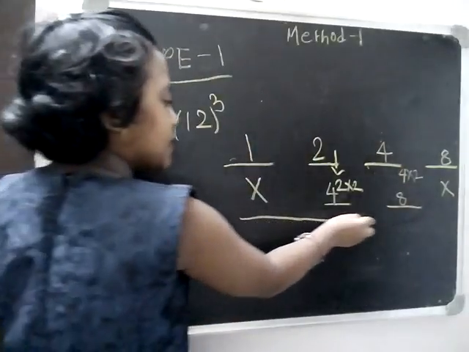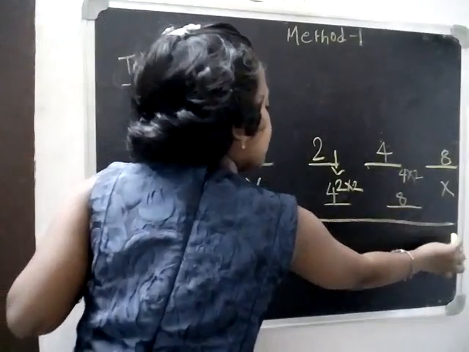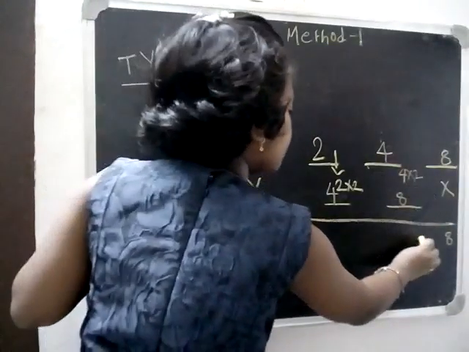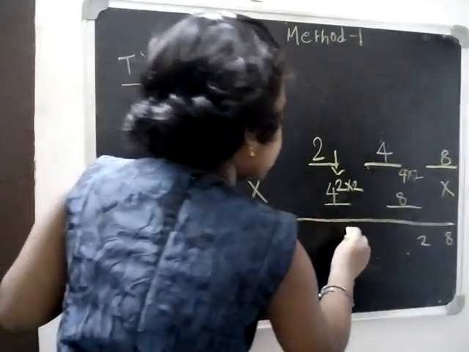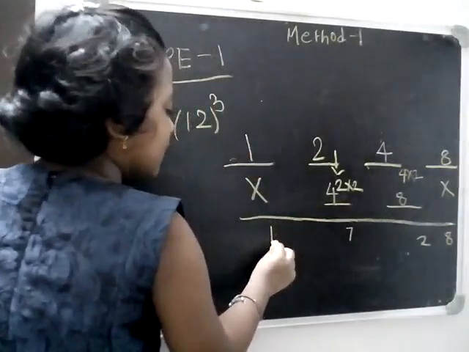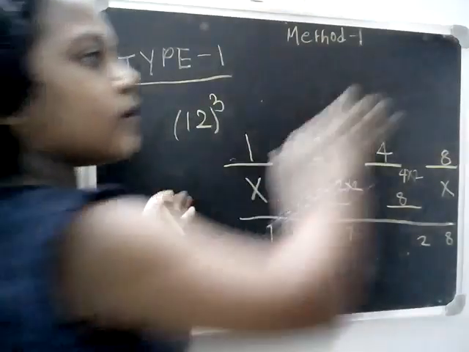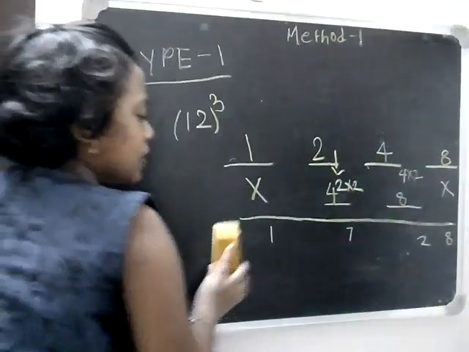Now we have to add these. 8, 7 and 1. This is the answer of 12 cube. And now we are going to type 2.